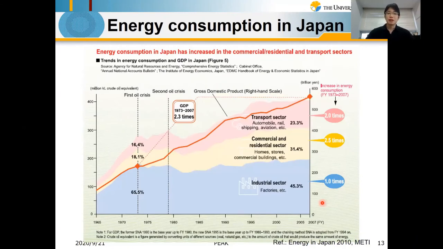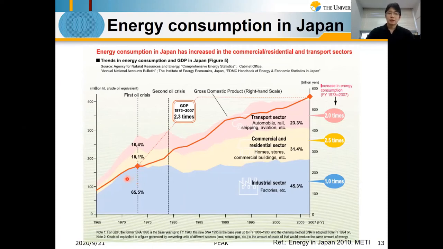Return to the energy consumption and GDP figure. GDP has gradually increased, to about double that at the first oil crisis. Energy consumption of the transport and commercial and residential sectors follows GDP. Now you can see GDP is 2.3 times, the transport sector's energy consumption is 2.0 times, and the commercial and residential sector is 2.5 times. However, energy consumption of the industrial sector does not increase so much. It remains at a quite similar level to that at the oil crisis.